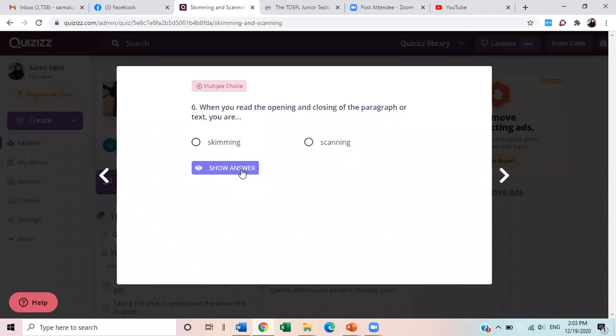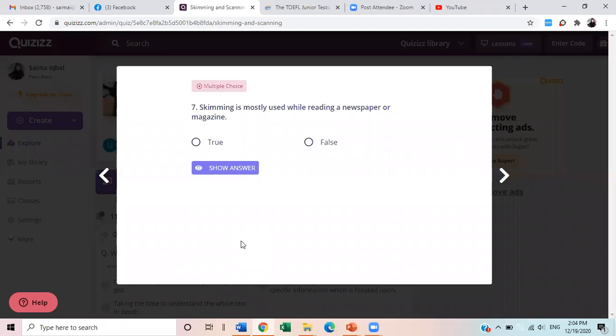When you read the opening and closing of the paragraph of the text, are you skimming or scanning? Skimming. Yes, remember we already discussed the techniques: you read the title, you read the introduction, you read the first sentence of each paragraph, and the first sentence of each paragraph is called a topic sentence that will give you an idea of what the paragraph is all about. Nice.